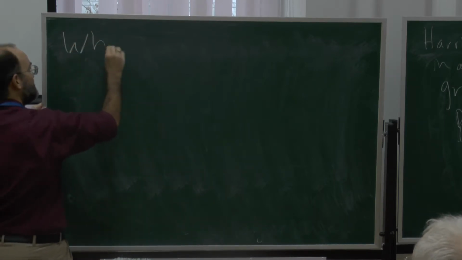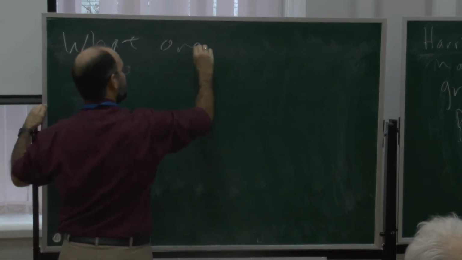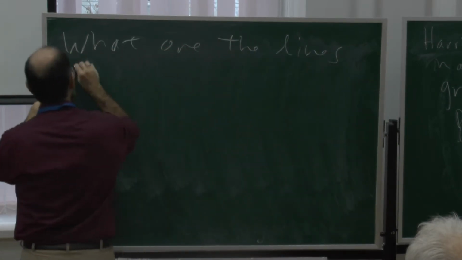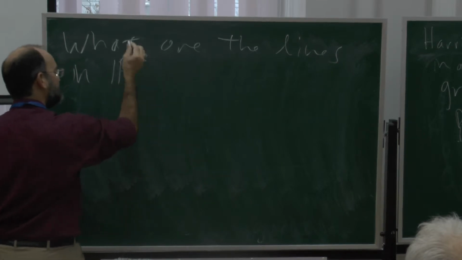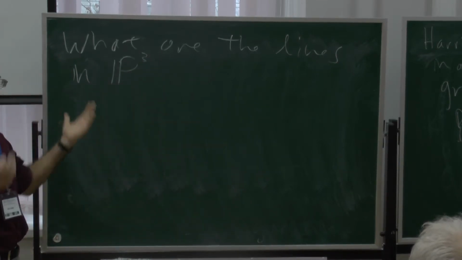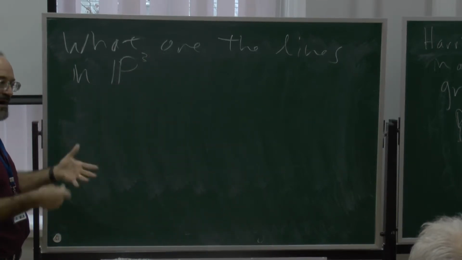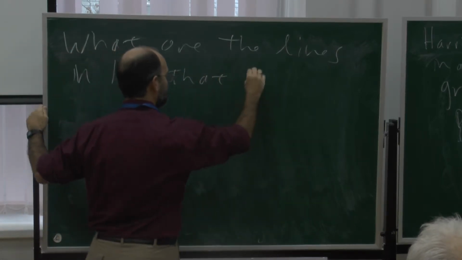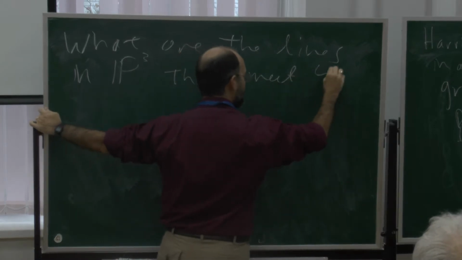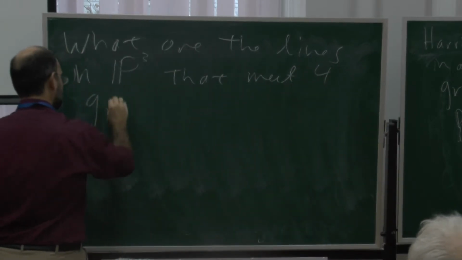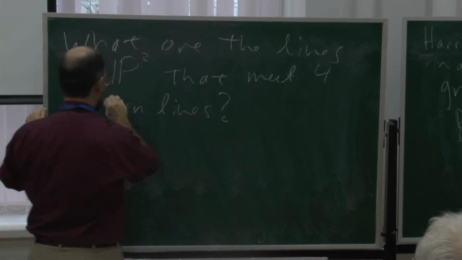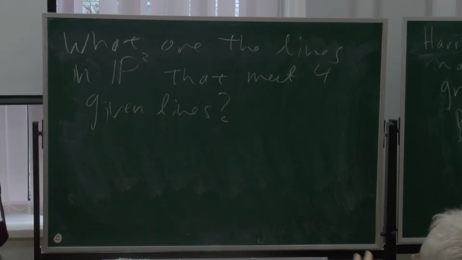So what are the lines in free space? So it's really the free space we live in, but to make it a nice problem, we want to compactify it. That meet 4 given lines. So this is the first non-trivial problem in general position, of course.